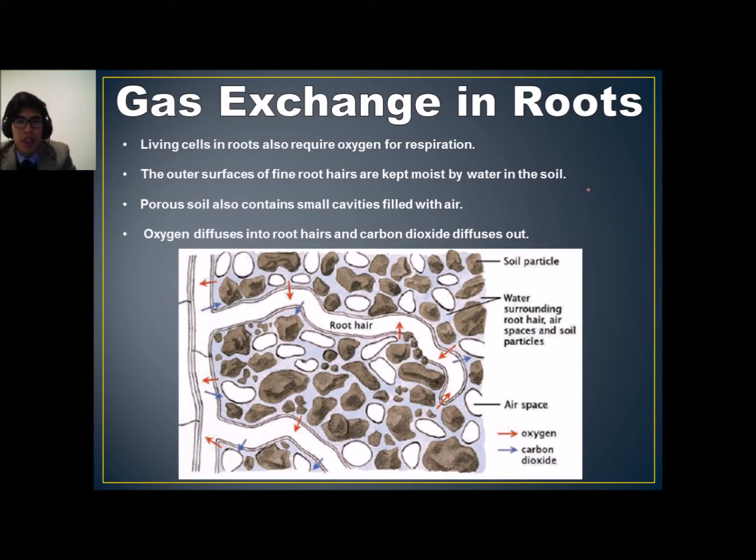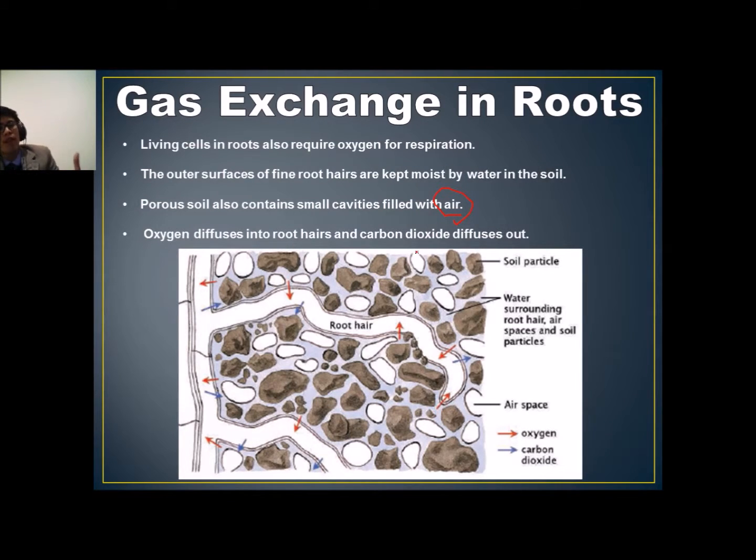Now if you're in the root system, living cells in roots also require oxygen for respiration. So the outer surfaces of the root hairs are kept moist by water in the soil, and sometimes if the soil is porous enough or a bit grainy, you can have air actually fill the small cavities. So that's why when you do gardening, you don't want to pack the soil down too much. If it becomes too squashed, then there's no air and the roots can't have any gas exchange.